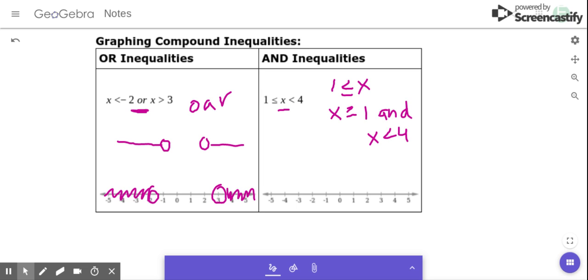That kind of helps see how to graph it because this is going to be a closed dot because it's greater than or equal to on 1, and an open dot on 4, and then we're going to shade in between them. Hopefully that helps you review graphing compound inequalities.